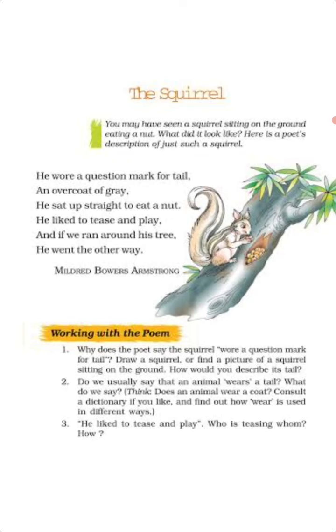You may have seen a squirrel sitting on the ground eating a nut, and what did it look like? And here's the poetic description of just such a squirrel. Okay, so he wore a question mark for a tail and an overcoat of grey. He sat up straight to eat a nut. He liked to tease and play, and if we ran around his tree, he went the other way.